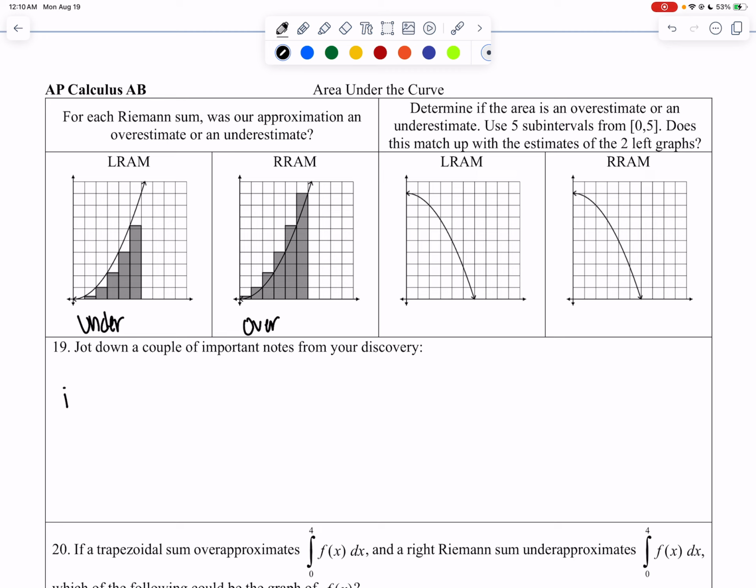So if you are increasing and you have a left Riemann sum, it's going to be under. If you have a right Riemann sum, it's going to be over.